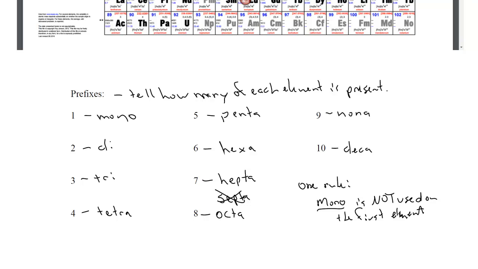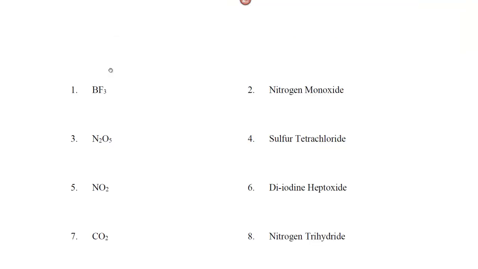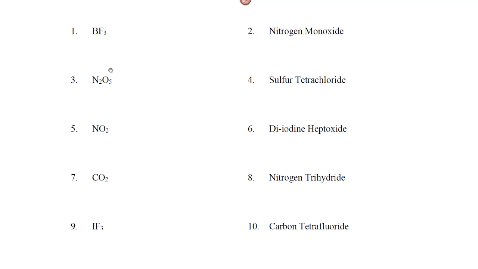Right? So let's take a look at some of them. Here we have BF3. Right? There's only one of these, so no mono. There's 3 of these, so that will be tri. So this is going to be boron trifluoride. Okay? All right, so that's how we do these.